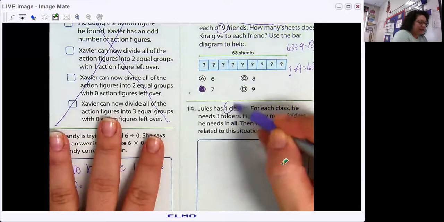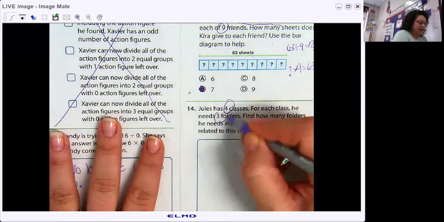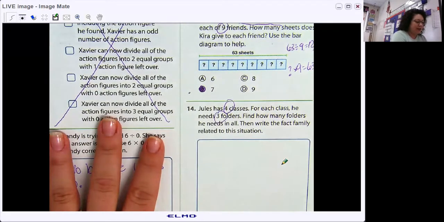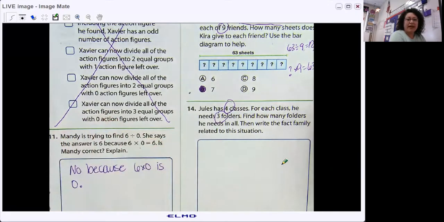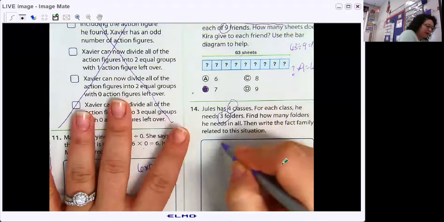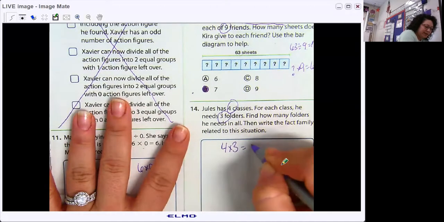Jules has 4 classes. For each class, he needs 3 folders. Find out how many folders he needs in all, and then write the fact family. All right, so he has 4 classes. It's like going to reading, writing, math, and science. And he needs 3 folders for each teacher. Okay, so we know that we are multiplying.